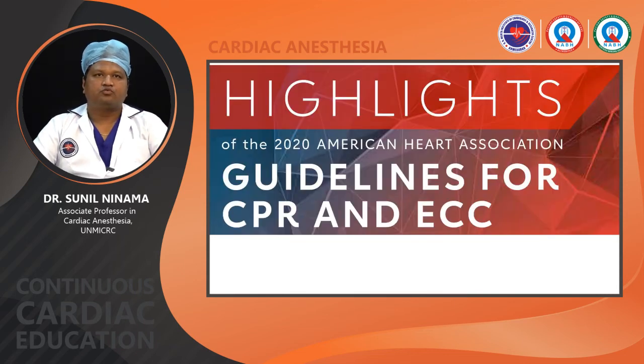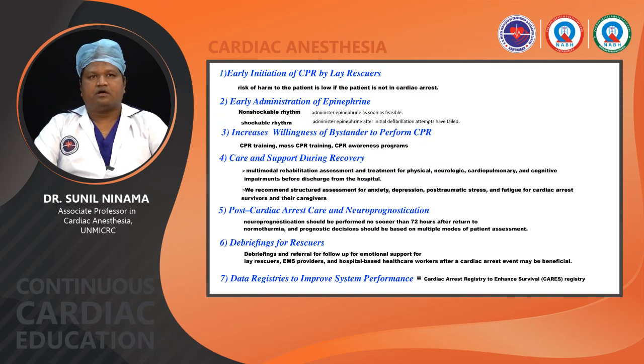The highlights of the 2020 American Heart Association guidelines for CPR and emergency cardiac care are these 7 parameters. First, early initiation of CPR by lay rescuers, because there is no harm to the patient in starting CPR as early as possible. Second, administer adrenaline as early as possible. Check the rhythm: if it is non-shockable, give adrenaline as early as possible, while if it is shockable, administer adrenaline after the initial defibrillation attempts have failed.